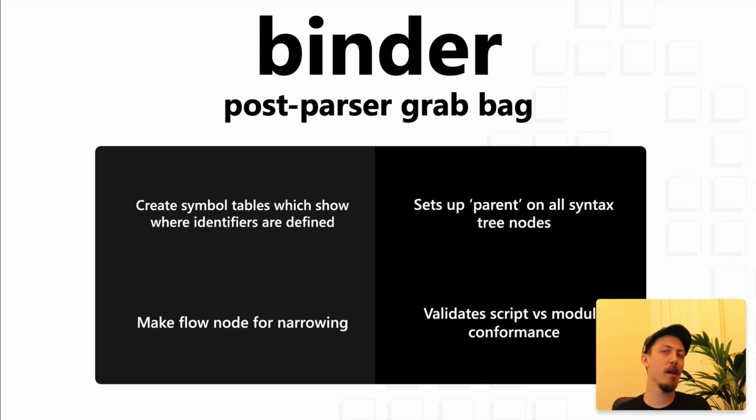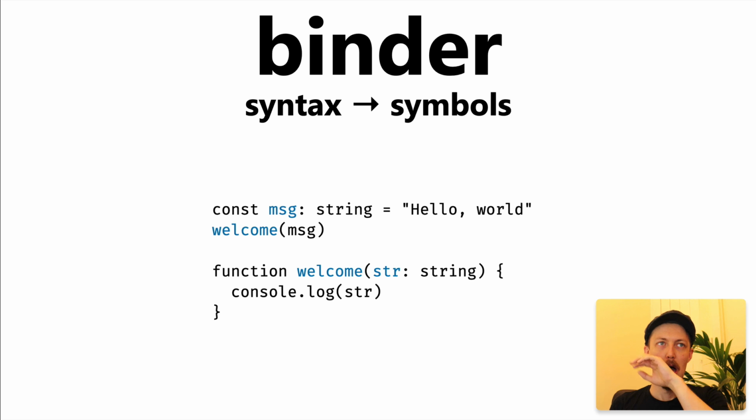The 4 main responsibilities that it does are creating these symbol tables, which we'll go into in quite some depth next, setting up the parent on syntax tree nodes. So think about it as at any point you'll be able to go all the way up to investigate when you're type checking what the parent is and what the parent's parent is, stuff like that. Making flow nodes. So when you're thinking about control flow analysis, that is set up at this point. And then validating script versus module conformance, which we'll also get into.